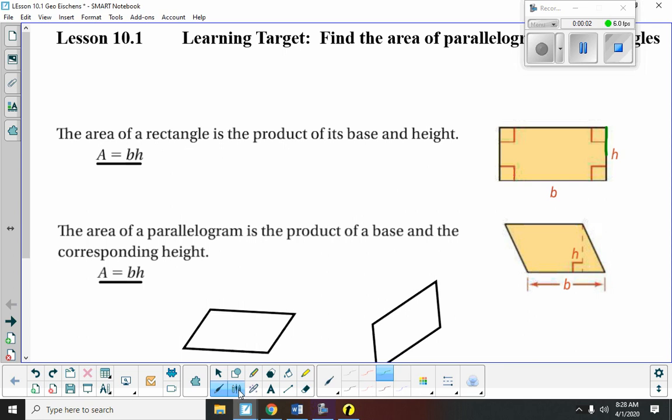Hi everybody, thanks for joining me today for this geometry lesson. Today we're going to be looking at how to find the area of a parallelogram and a triangle.